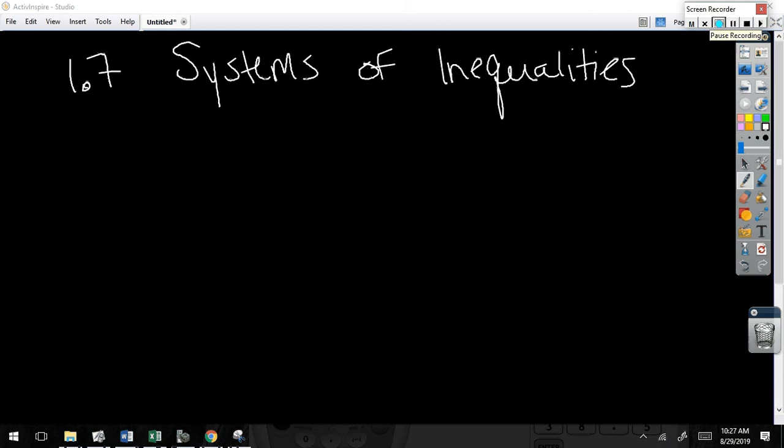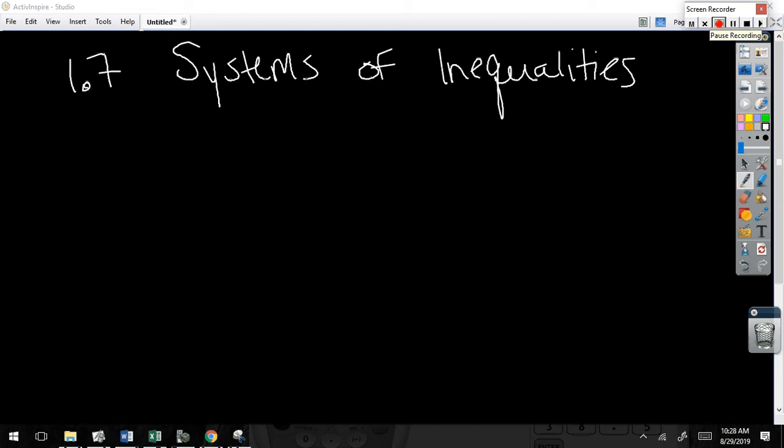All right. Systems of inequalities. We did systems of linear equations, right? Graphically, what did that look like? Well, whenever we did the systems of linear equations, how did we find the solution? We graphed each line, and we found where they intersected, right? This is the same concept, only now we're using inequalities.